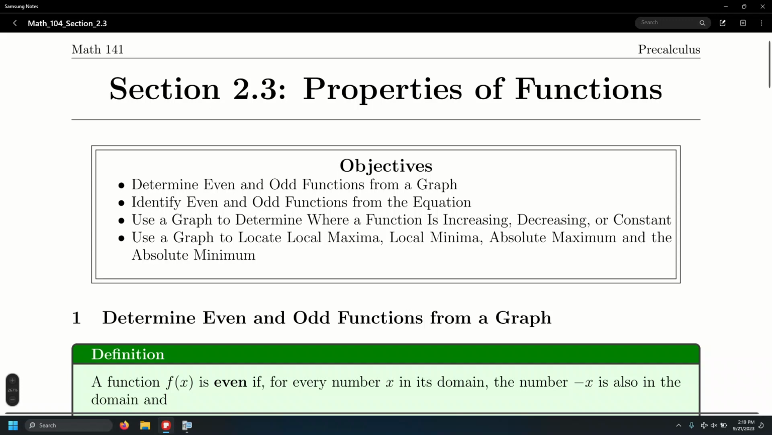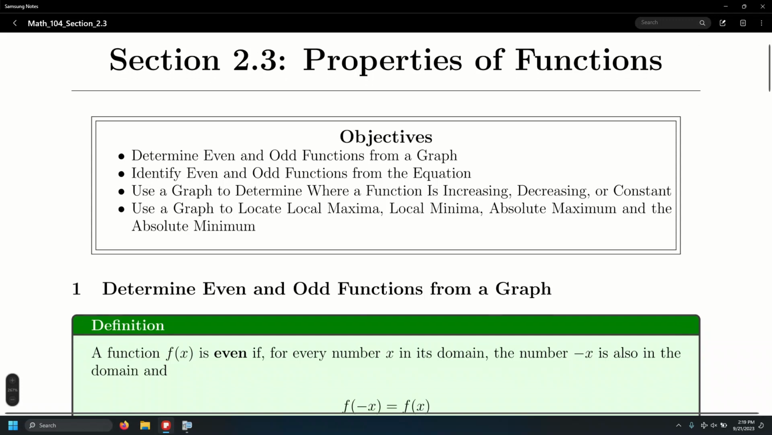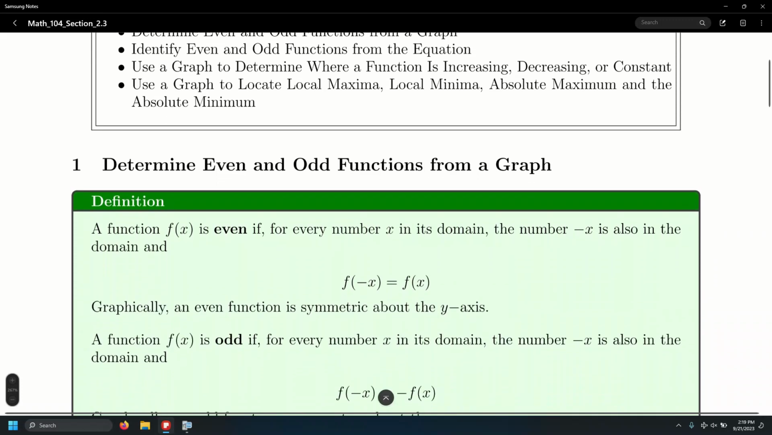You'll see how we're going to get to that. And then we're going to use the graph to obtain or to locate local maxima and local minima, as well as absolute maximum and absolute minimum values. Well, actually those go very close to what we do with increasing, decreasing intervals of a function. But number one, okay, let's talk about even and odd functions.